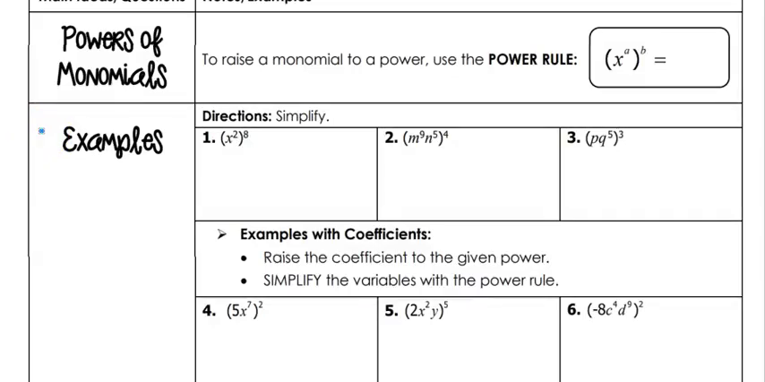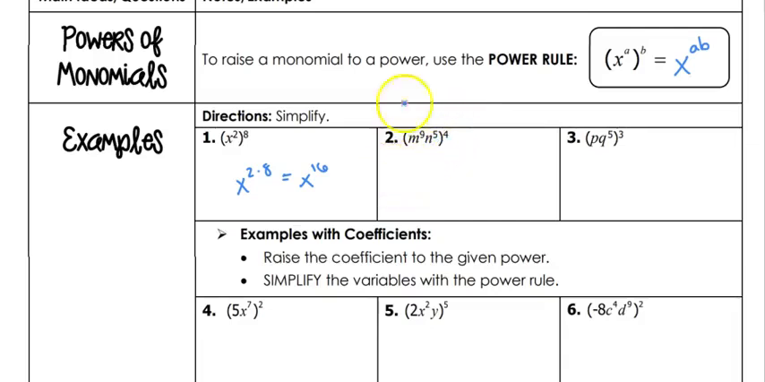All right, the next thing that we're going to look at is something called powers of monomials, which is when we have an exponent, something with an exponent, raised to another exponent. Okay, and so the rule there is we're going to multiply those exponents. Okay, so x squared to the 8th power is x to the 2 times 8, or x to the 16th power.